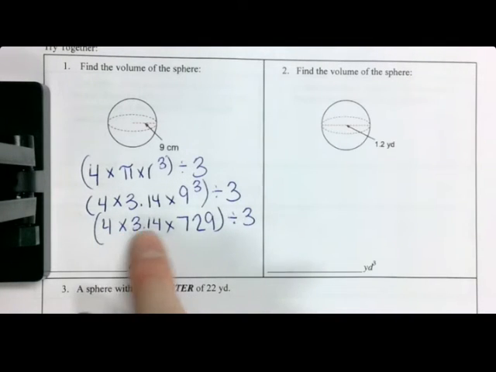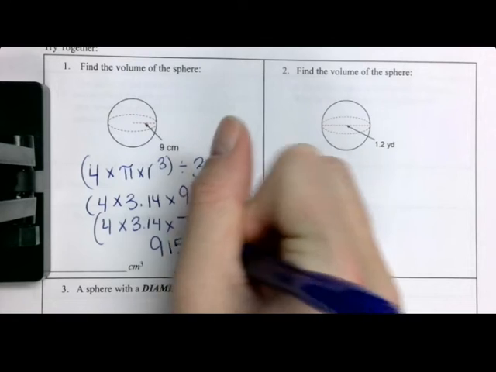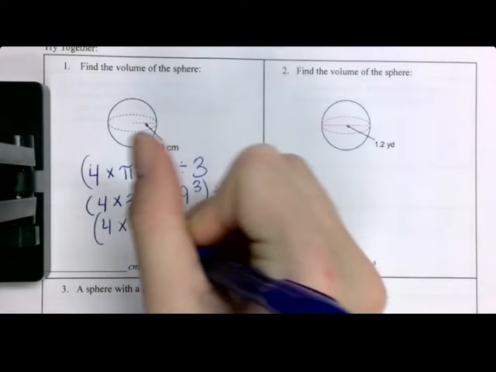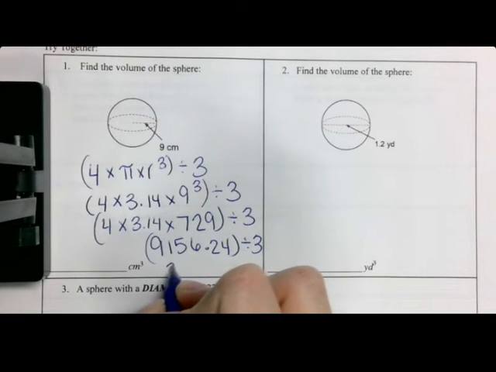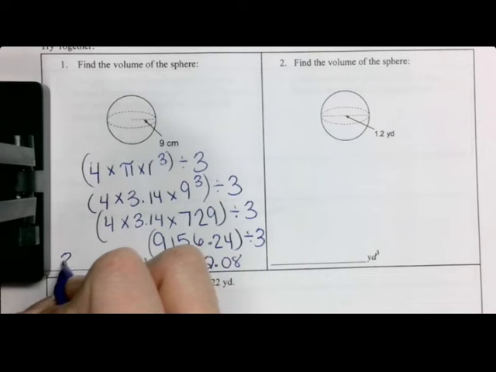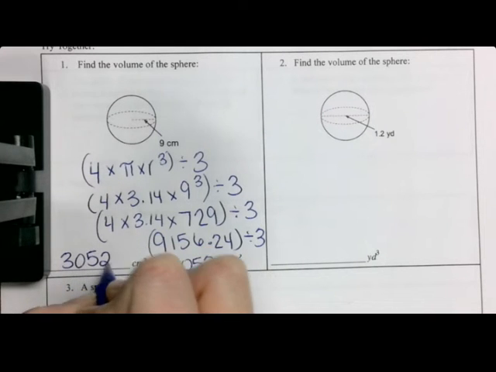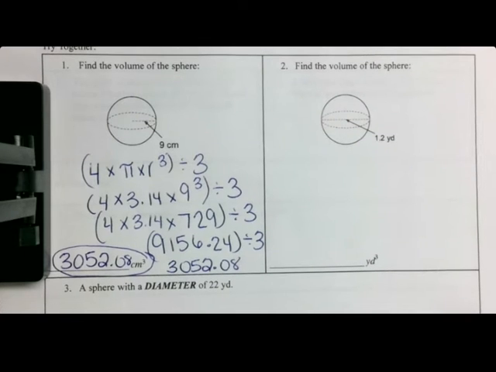Now let's just multiply straight across. So it's 4 times 3.14 times 729. 9,156 and 24 hundredths. All that's going to be divided by 3, and what's that give us? 3,052 and 8 hundredths. So our final answer is 3,052 and 8 hundredths. That is a gosh darn big number, but that would be how much air or water could fit in a sphere with a radius of 9 centimeters.